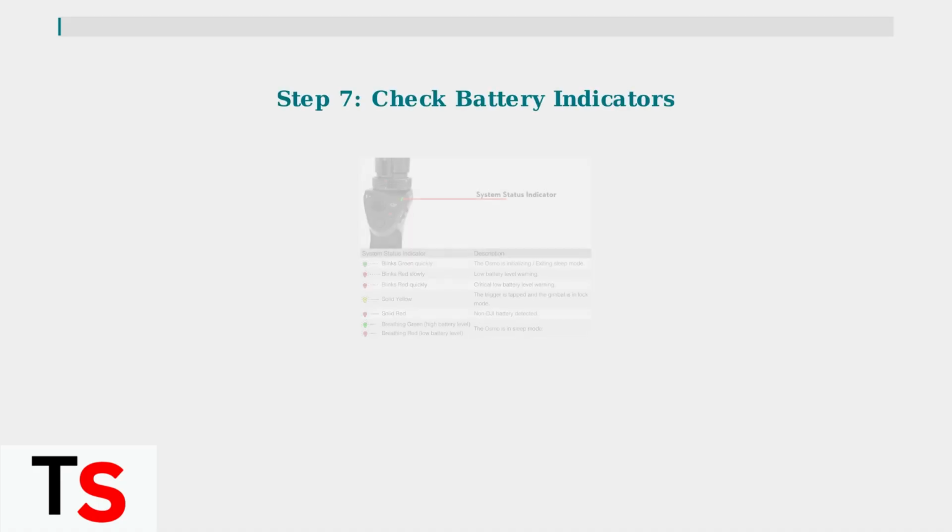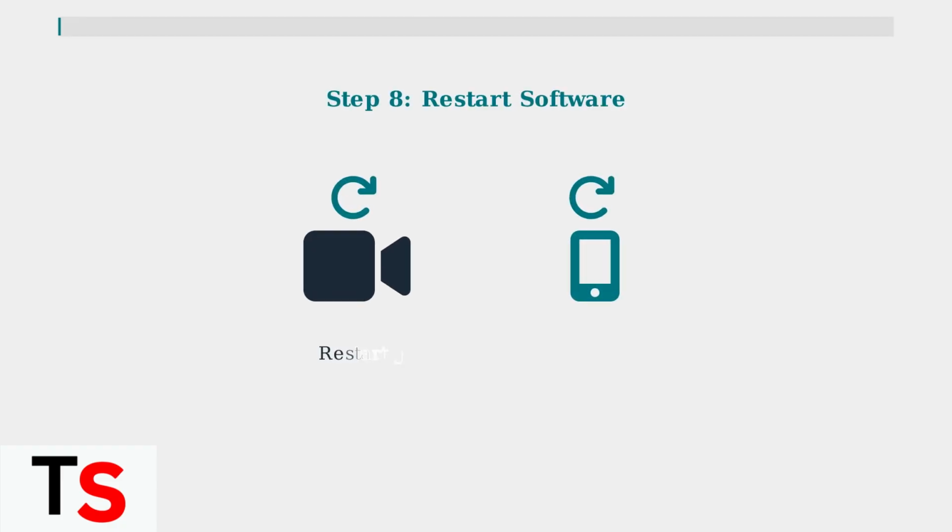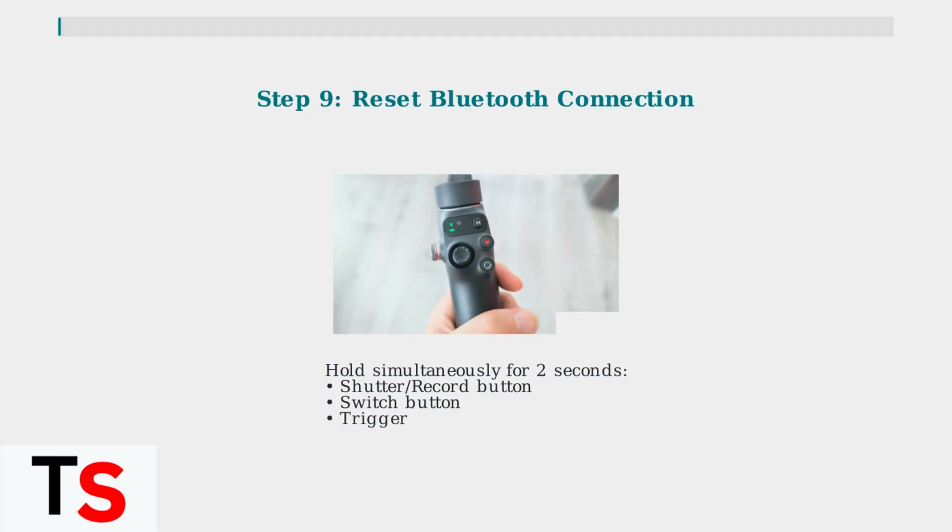Observe the battery level indicator on your gimbal. A blinking light indicates charging is in progress, while a solid green light means the device is fully charged. No response may indicate a hardware problem. Restart both the gimbal and the DJI Mimo app to resolve any software-related charging issues that might be preventing proper power management.